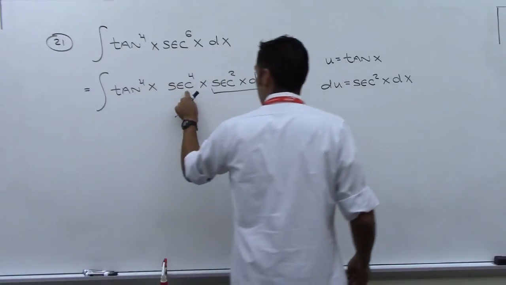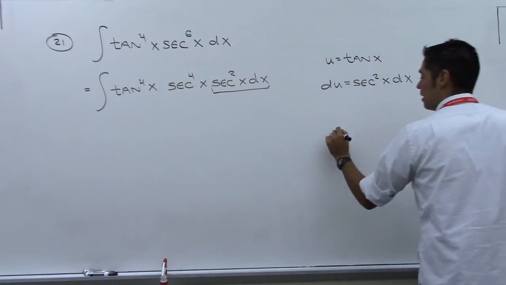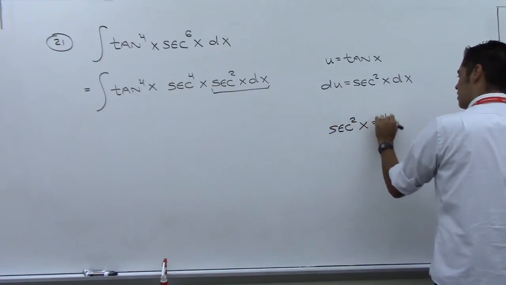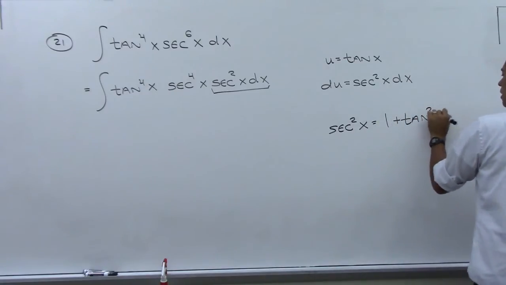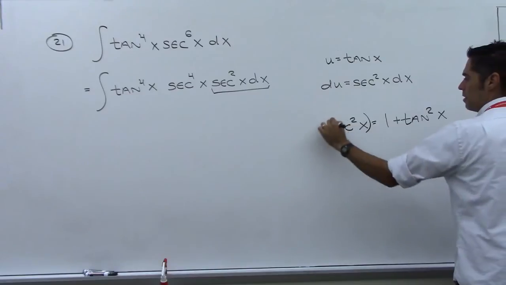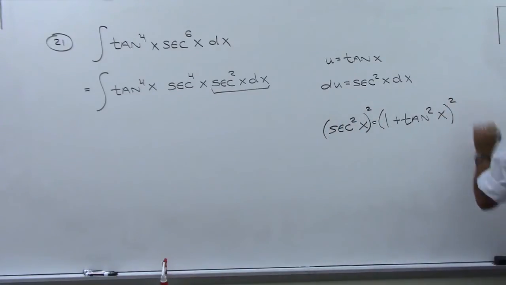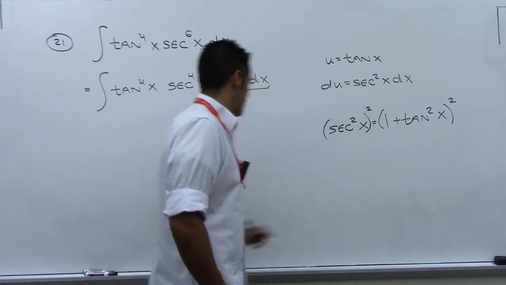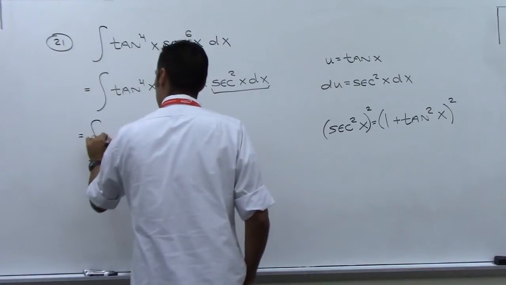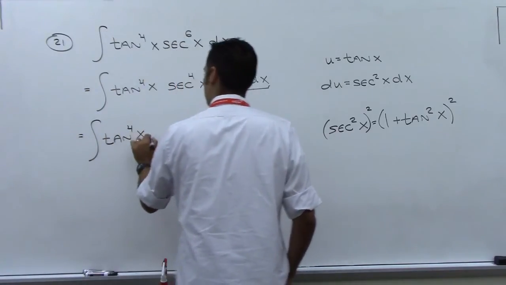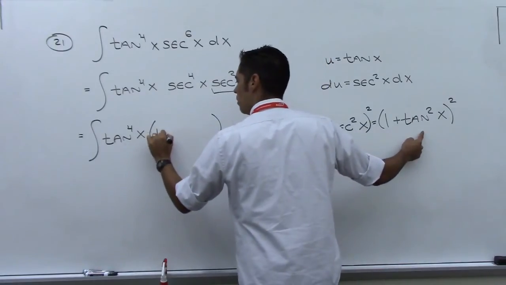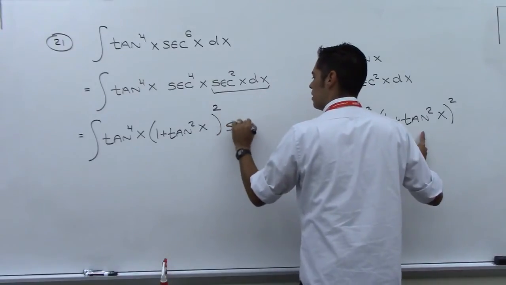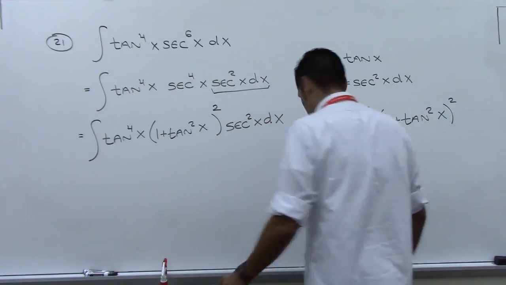Okay, so we've got to deal with the secant to the fourth. So going back again, we had said by the Pythagorean identity, secant squared x is 1 plus tangent squared x. And so if this is to the fourth, we can say that that's that squared. So what I'll do is I'll replace secant to the fourth x with that. So we've got integral tangent to the fourth x, and then in parentheses, 1 plus tangent squared x, but then that quantity squared, and then secant squared x dx.